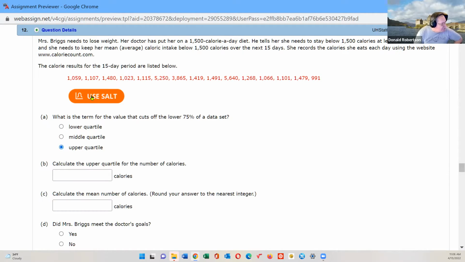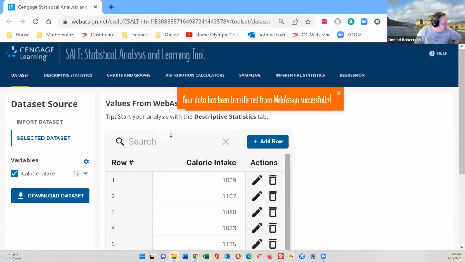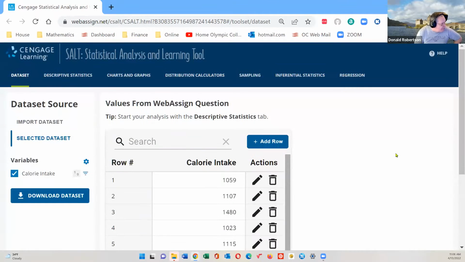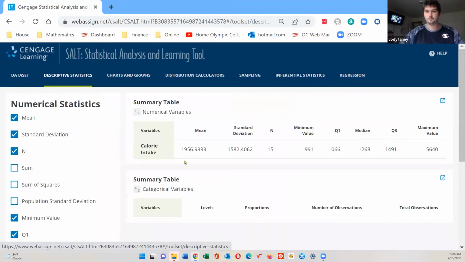Okay. So I'm going to click use salt. And boom, here we go. That's kind of nice, right? All the data. Which one of these guys along the top is going to get me Q1, Q2, you know, the median, max, all that good stuff? Which of these will I be able to get all those summaries? Descriptive statistics. There we go.